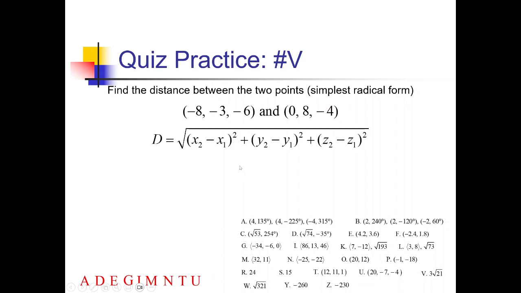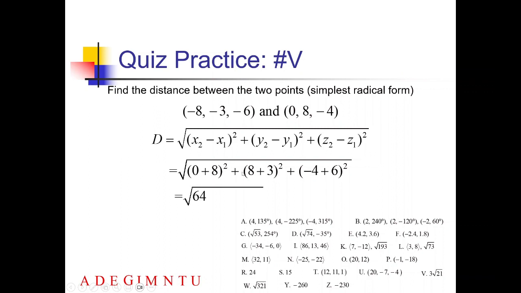So I'm going to have the square root of x2 minus x1 squared, y2 minus y1 squared, and z2 minus z1 squared. So we're going to do the square root of 0 minus negative 8, so 0 plus 8 squared, plus 8 minus negative 3, so 8 plus 3 squared, plus negative 4 plus 6 quantities squared. This is going to be 64 plus 11 squared is 121, plus 2 squared is going to be 4. 64 and 121, that's going to be 185, plus another 4 gives me 189. So I've got the square root of 189.